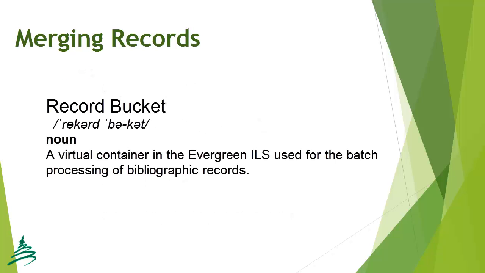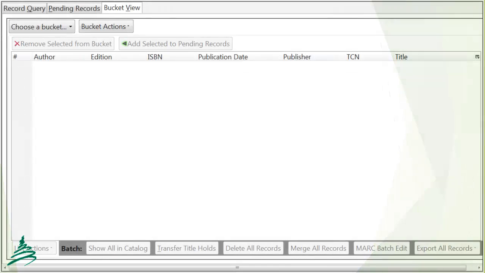To merge records in Evergreen, we use the record buckets. Record buckets are virtual containers used for batch processing of bibliographic records. This is a screenshot of the record buckets. We'll be using the live version in a little bit, but I wanted to give you a quick idea of what the screen you'd be working with the most looks like. We will not go over all of the features. We will only use the features that are relevant to merging.